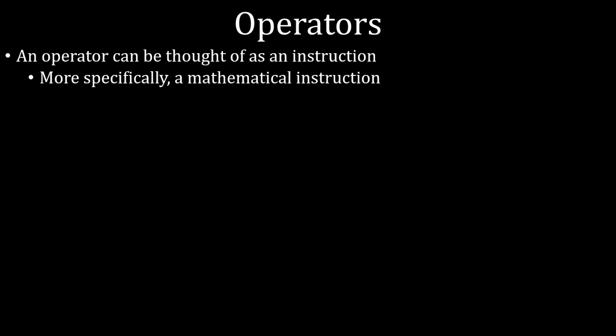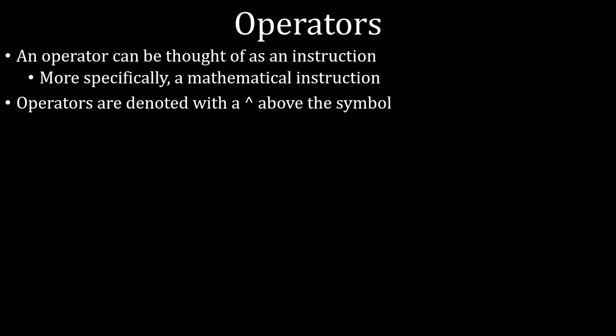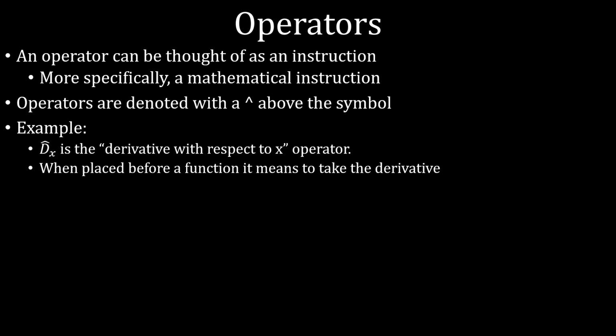Next, let's talk about what an operator is. An operator we could think of as a mathematical instruction. So it tells us to do something in math. And we denote an operator with this caret symbol above a letter. For example, the derivative with respect to x operator is given here. We see that we have this big capital D, and that just says to take the derivative. And then we know it's with respect to x because of this x here. So we know that this is an operator, it's a mathematical instruction. We put that operator symbol, or the hat, above it.